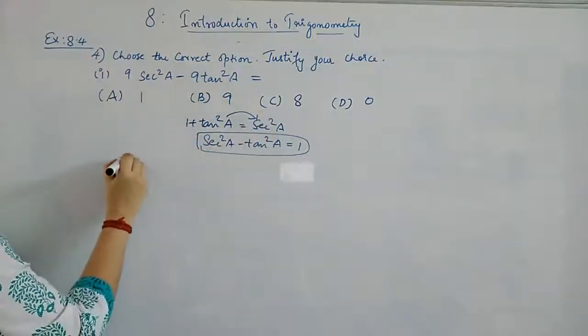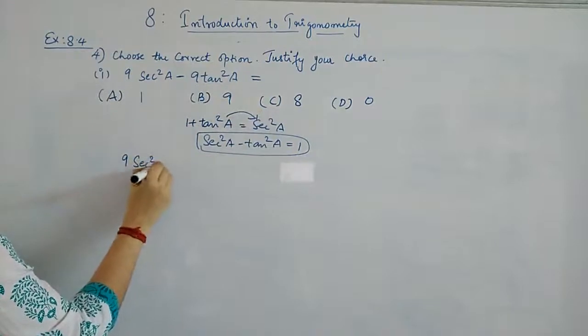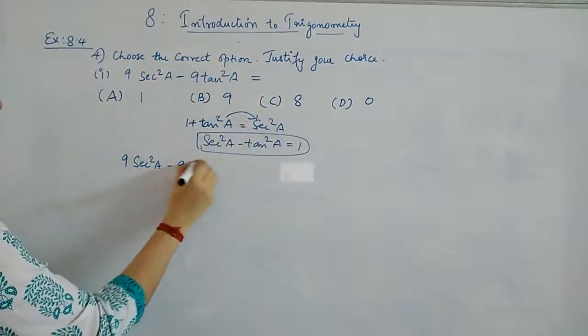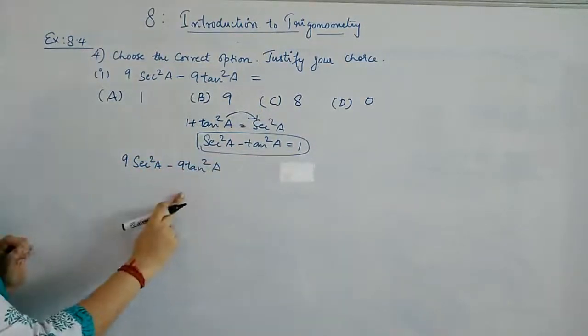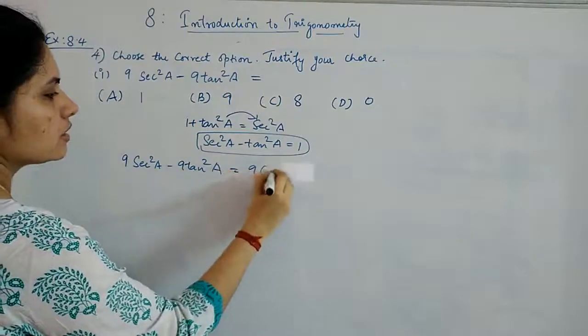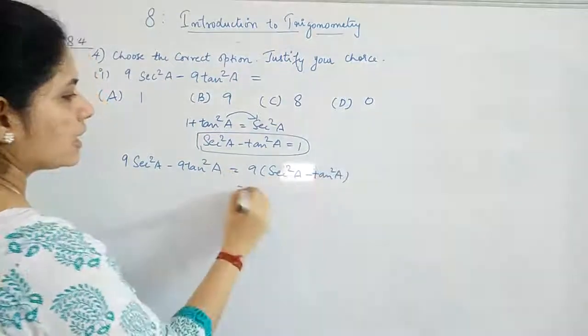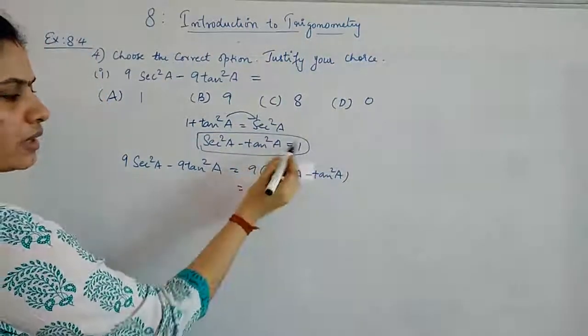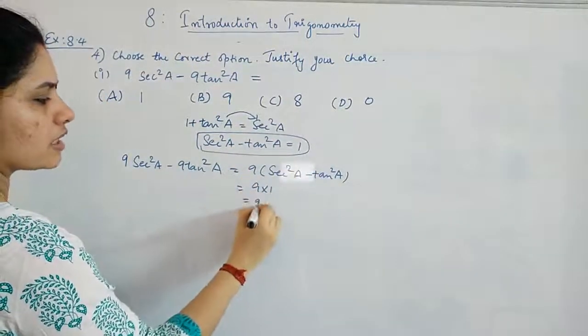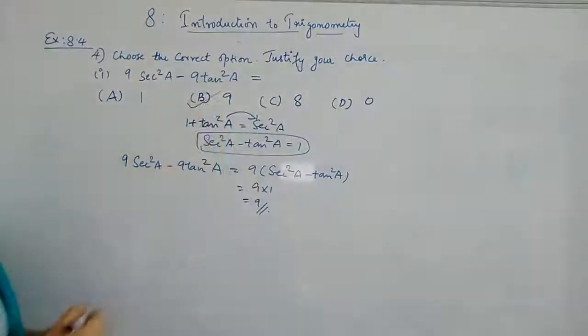Now we'll start with the question. Question is 9 sec square A minus 9 tan square A. Here you can see common is 9. You can take out. The remaining will be sec square A minus tan square A. And the value of sec square A minus tan square A is 1. So it is 9 into 1, which is 9. So option B is correct. So this is your justification. This is the answer. Okay.